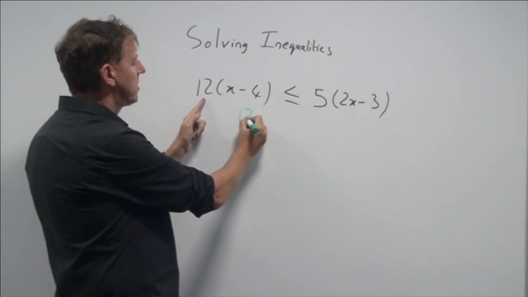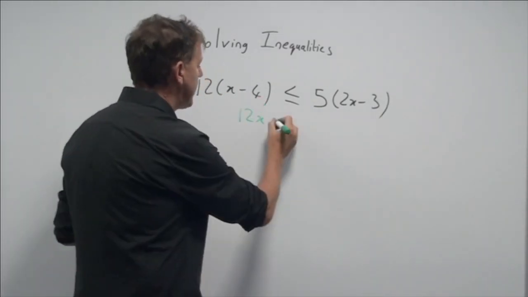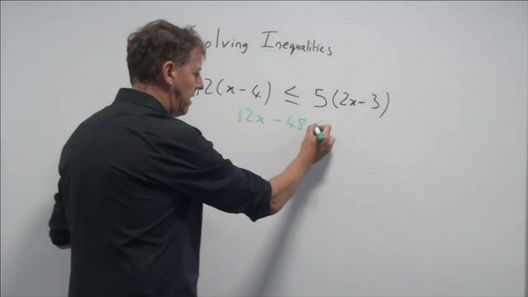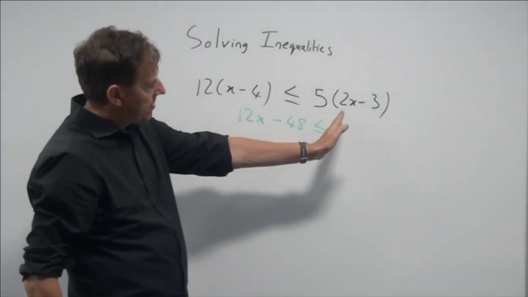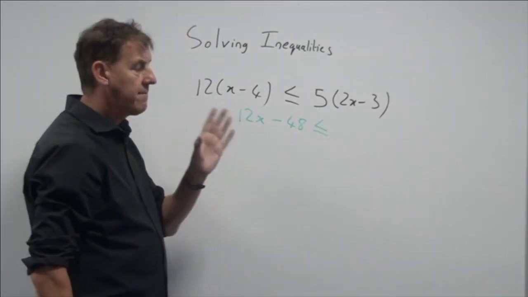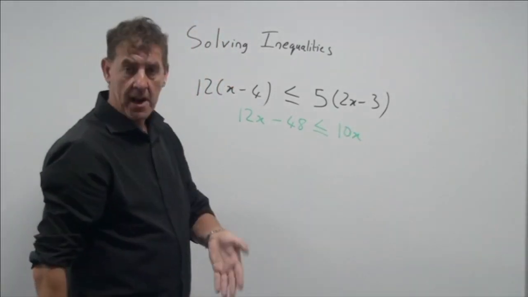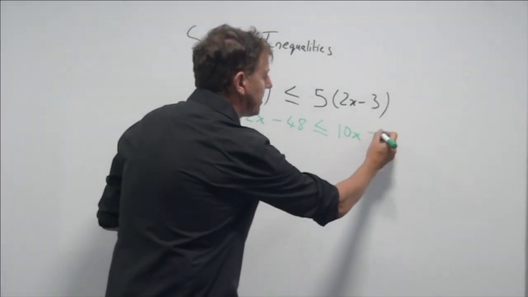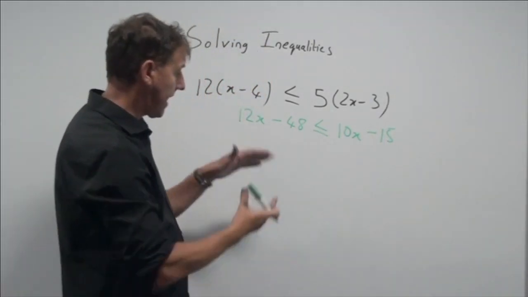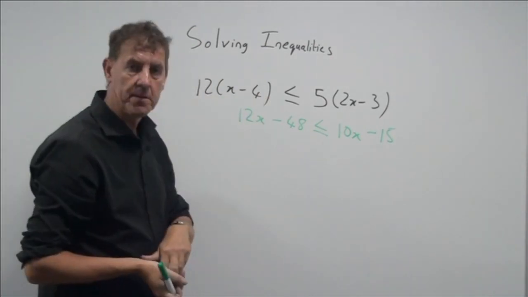12 times x, 12x. 12 times negative 4, negative 48. Then the inequality sign. Then I'm multiplying this 2x minus 3 by 5. So that's 5 lots of 2x, which is 10x. 5 lots of negative 3, which is negative 15. Right, now I'm back to the inequality I did before.